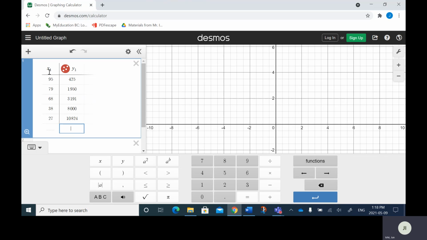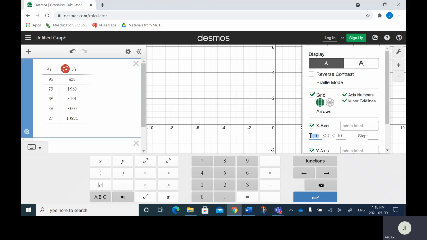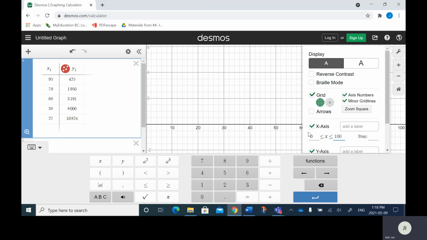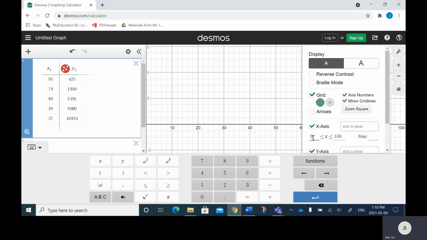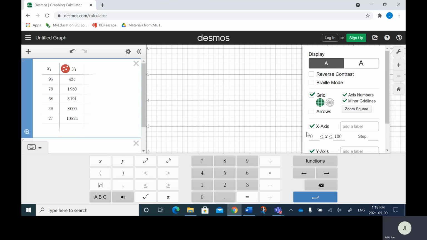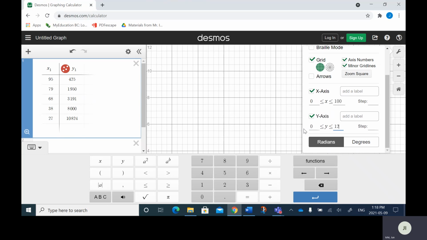The next thing I want to do is adjust my screen so I can see this data. The x values go from 27 to 95, so let's make the x values here 0 to 100, because we're talking about the percentage of carbon-14. And the years go from 425 years to 10,000, so for the y-axis I'm going to go from 0 to, let's go 12,000.